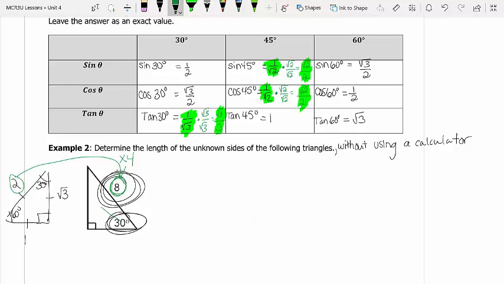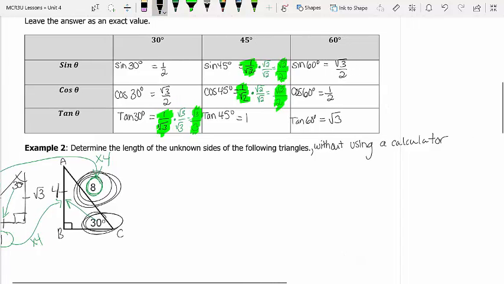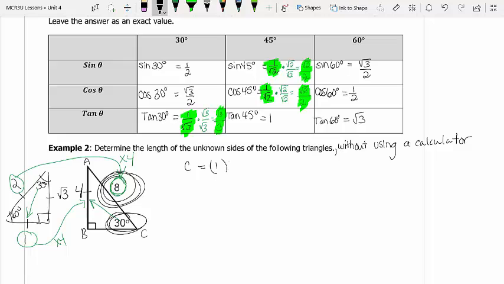To find the length of the side across from the 30-degree angle, that one corresponds with the side length of 1. We need to multiply 1 by 4. So obviously this side length is 4 units because we multiplied this one by 4. Okay, so to find side C, all we did was we multiplied 1 by 4. Okay, let's find side A. So A corresponds with root 3 on the special triangle. So if we multiply root 3 by 4, we will get the length of side A.